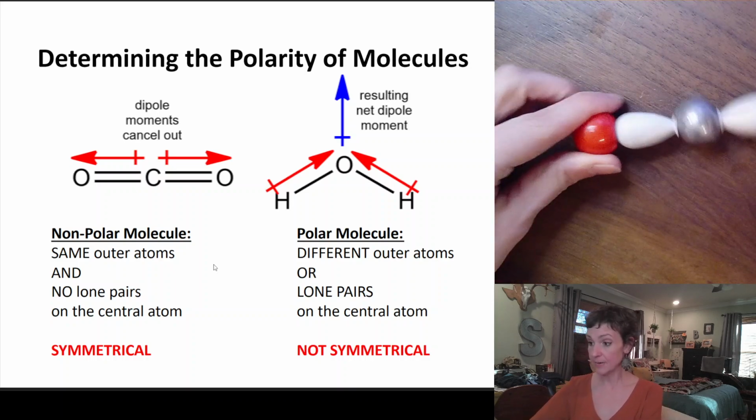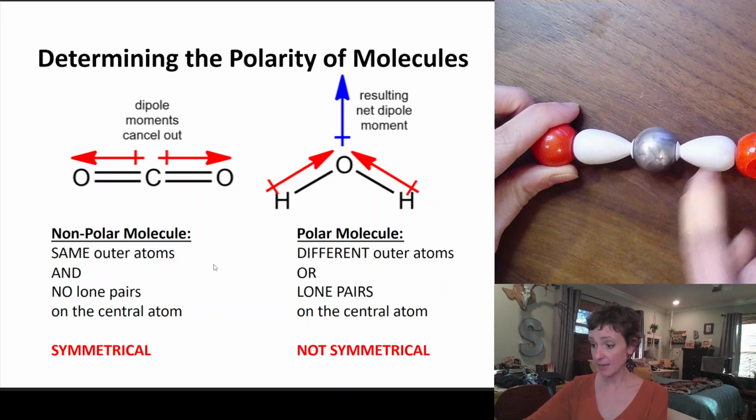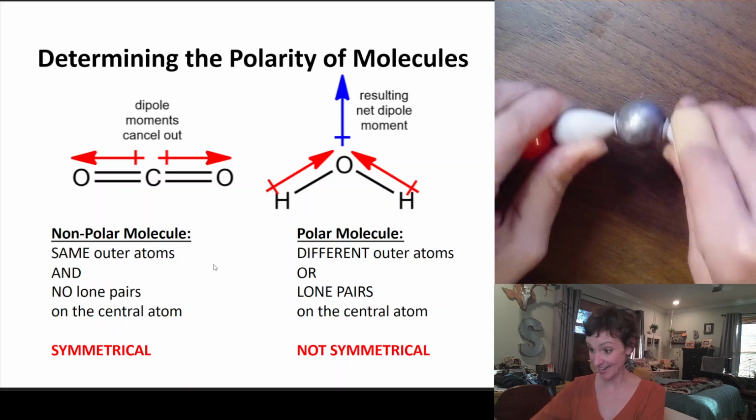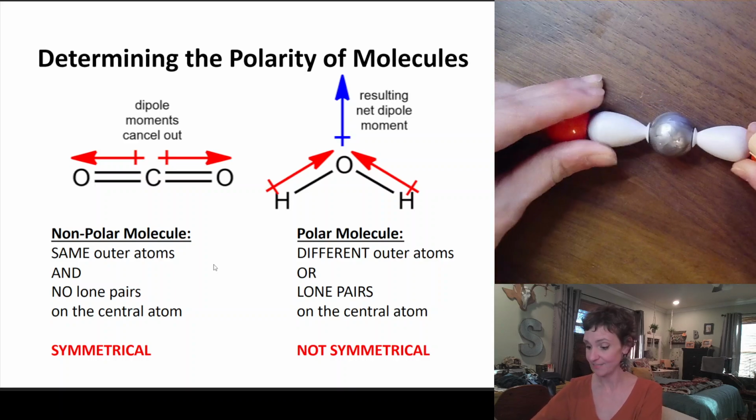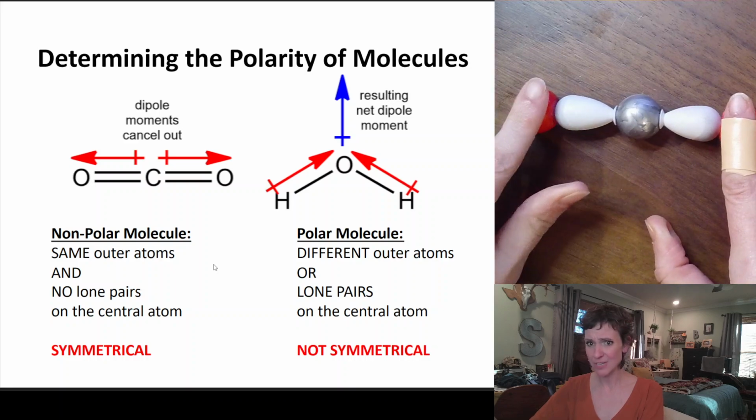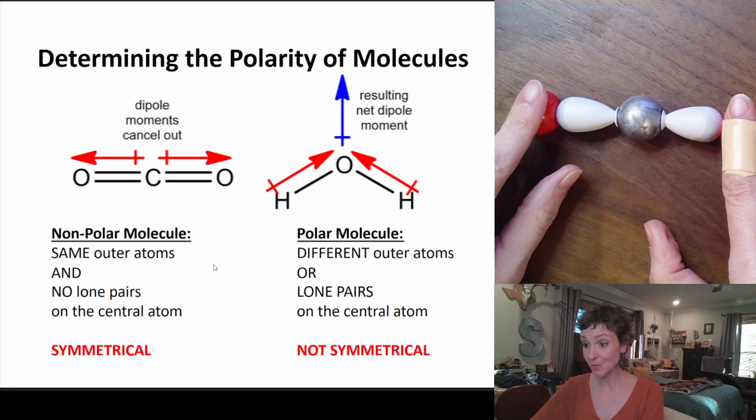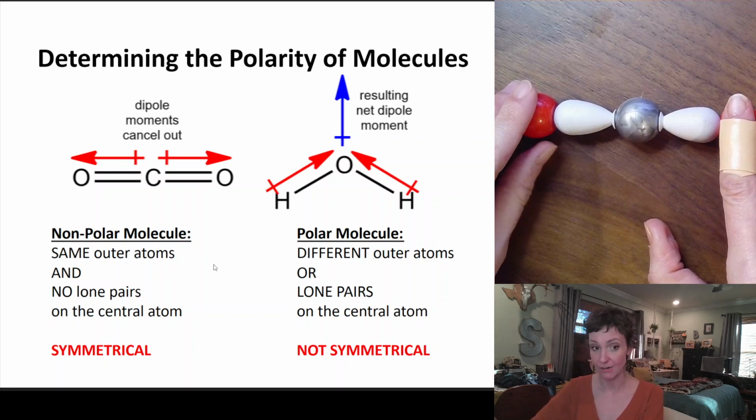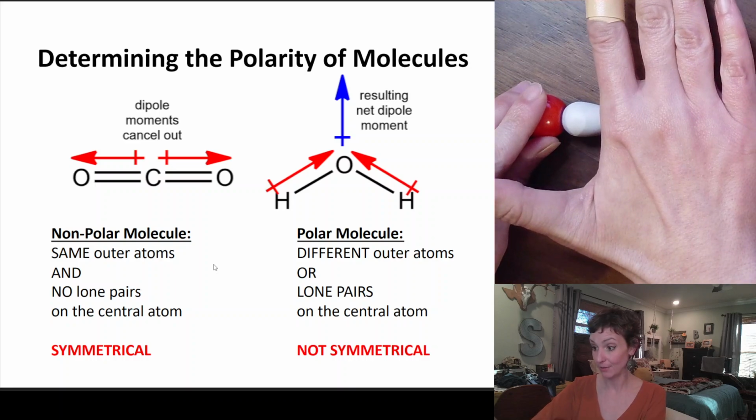We showed carbon dioxide. It does not have any lone pairs on its central atom, making this linear shape anything but bent, right? It is not bent or anything funny. And its two outer atoms are exactly the same. As a result, it's symmetrical. Its individual dipole moments will cancel out. So it will be a nonpolar molecule.